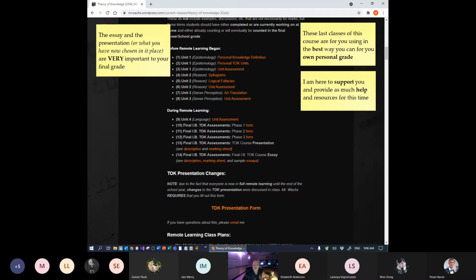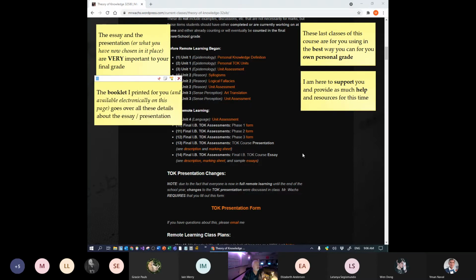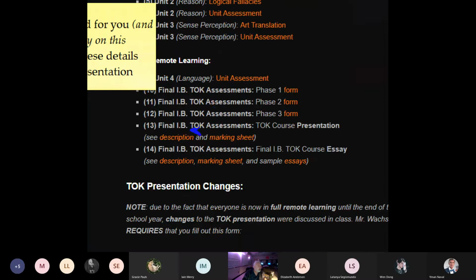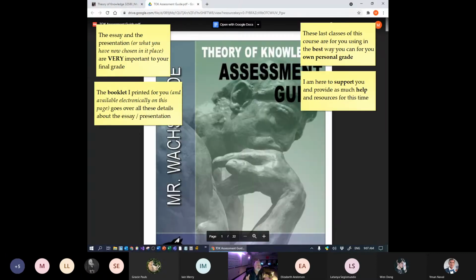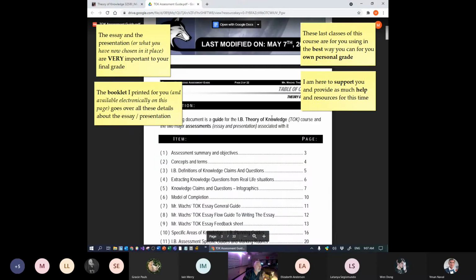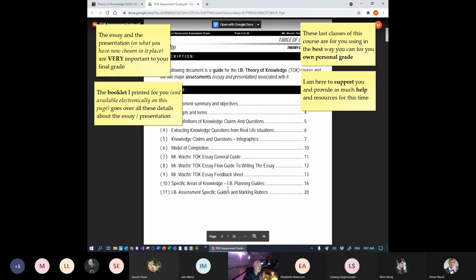So what you want to do is you want to look at that booklet I printed for you guys. I printed it for you and gave it out in class, but it's also available on our website, right? There's descriptions here. There's other places on the website where you can find a link to that booklet, the guide for the TOK presentation and essay. And it's quite big. It's quite a few pages, right? 22 pages.